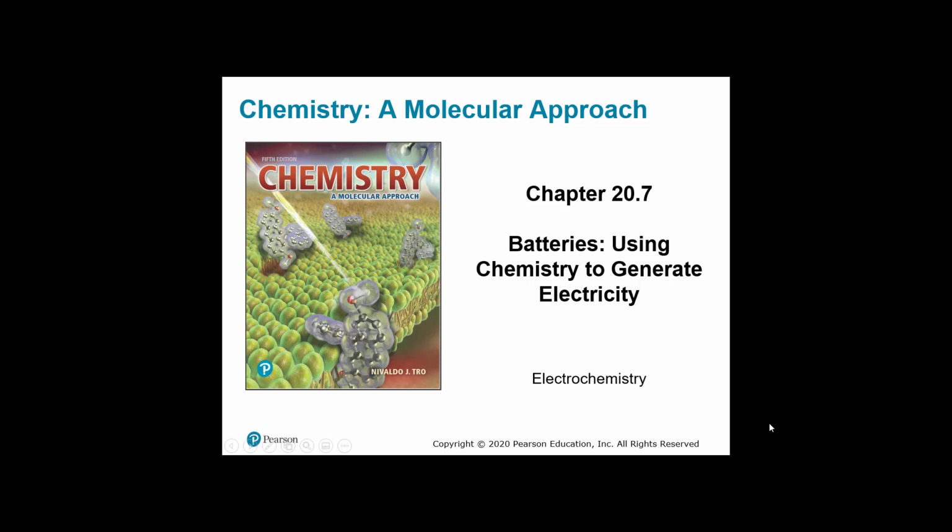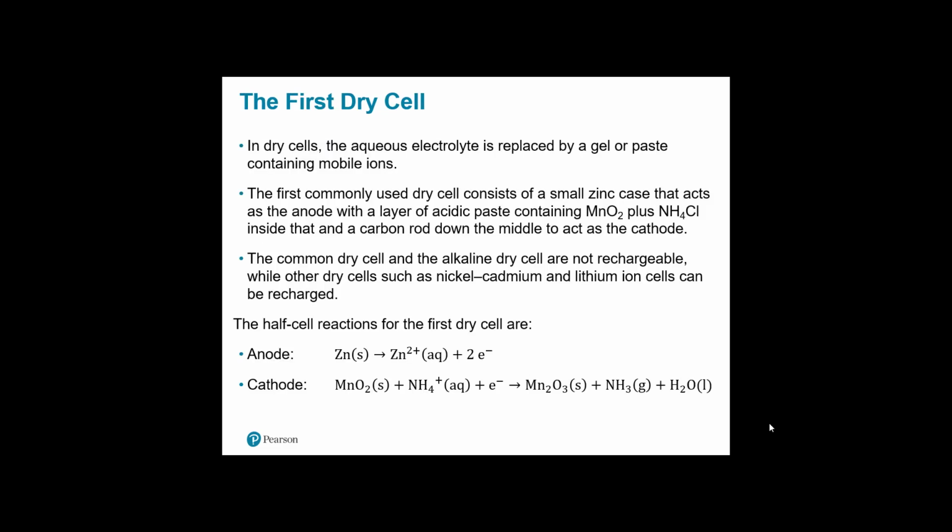Hi class, we are now on chapter 20.7. We're going to be discussing batteries and the chemistry used to generate electricity. So the first thing we're going to talk about is dry cells.